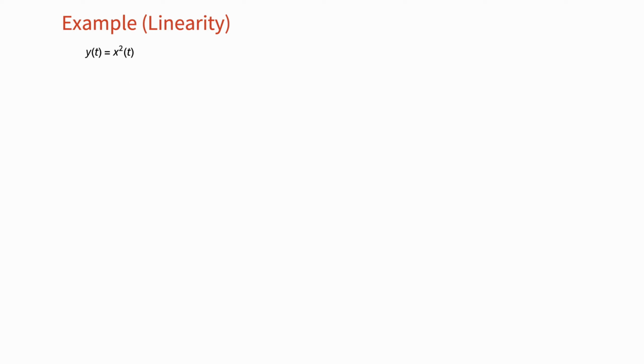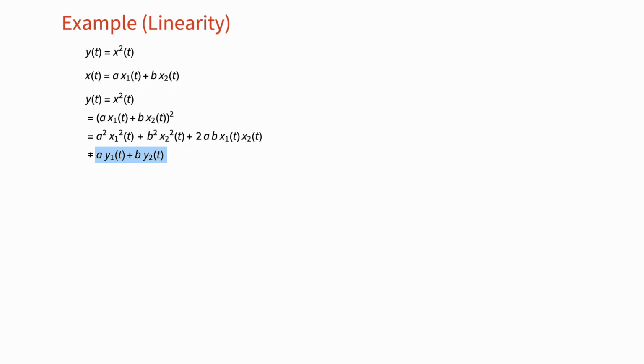As an example, let's see if the system for which the output y of t is x of t squared is linear or not. If we test this system by the input x of t, a linear combination of two input signals, x1 and x2, the output will be x of t squared. Expanding this expression, you can see that this is not equal to the same linear combination of y1 and y2, and so the system is not linear.